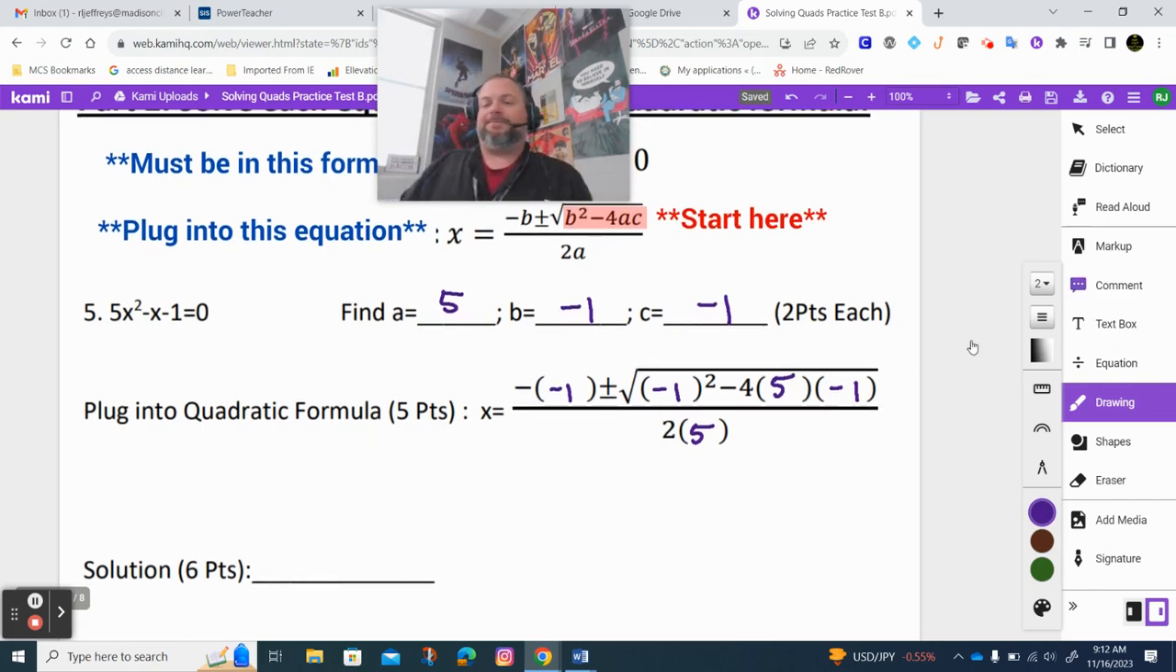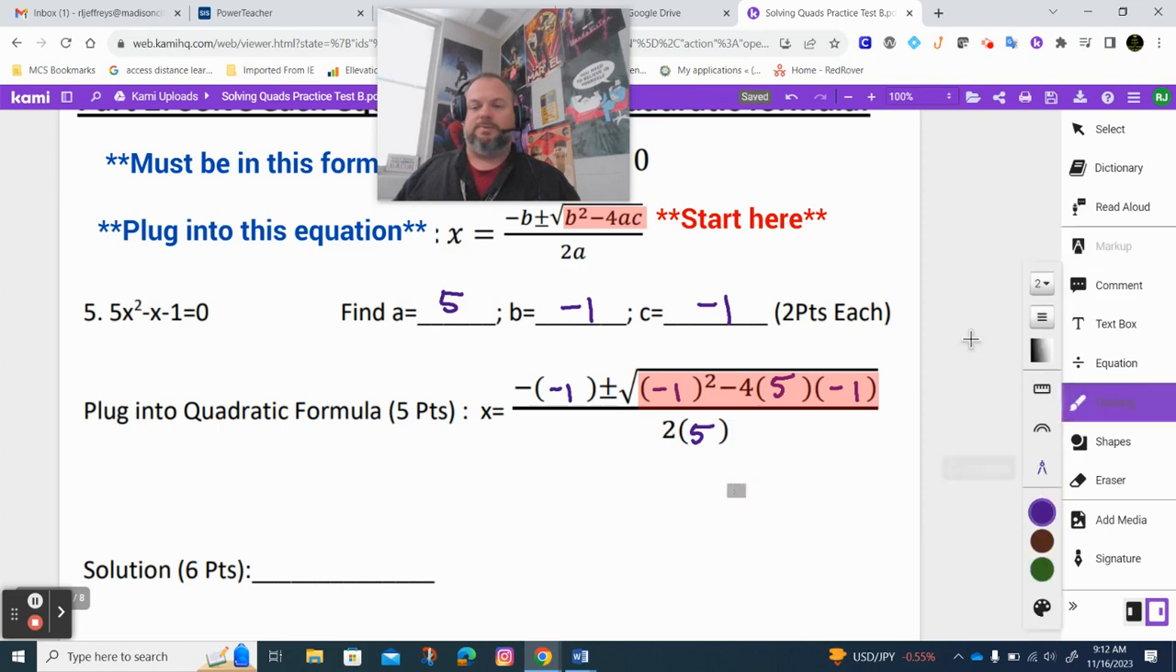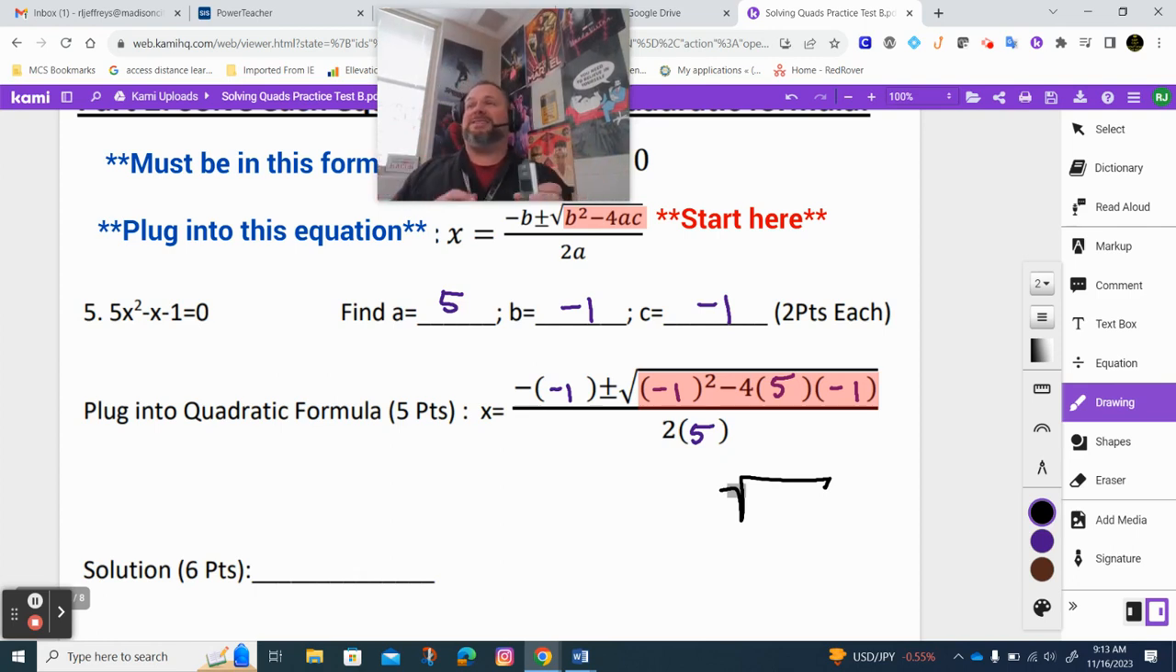All right, now we're going to take all that and plug it in to our calculator. I'm going to write this right here, just in case. Minus 4 times 5. All right. So we plug that in. We get the square root of 21. All right. It's simplified. It already tells us that's the square root of 21.